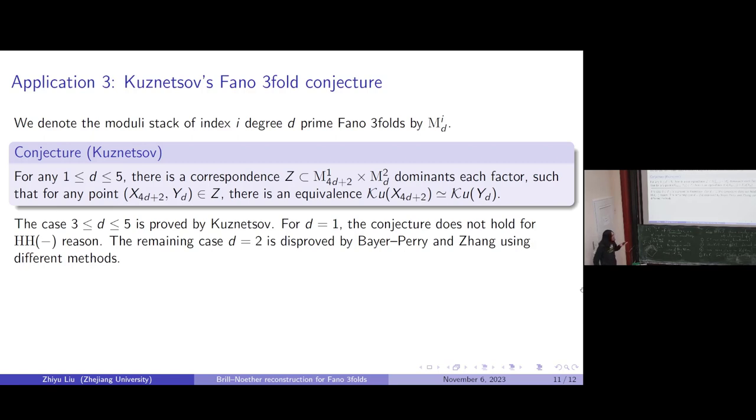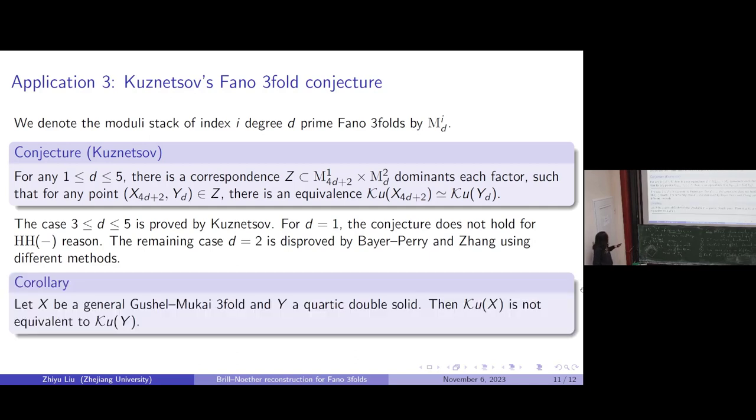So why do I say we have a partial re-disproof? We have the following theorem. For a general index 1 degree 10 prime Fano threefold and a degree 2 index 2 prime Fano threefold, we prove that their Kuznetsov components cannot be equivalent by looking at the group of auto-equivalences. We have shown that for general X, all auto-equivalences act on its numerical K-group by identity, or just up to sign the identity. But for the quadratic double solid Y, we know there is an auto-equivalence on Y that acts non-trivially on its numerical K-group. So we have this partial re-disproof.